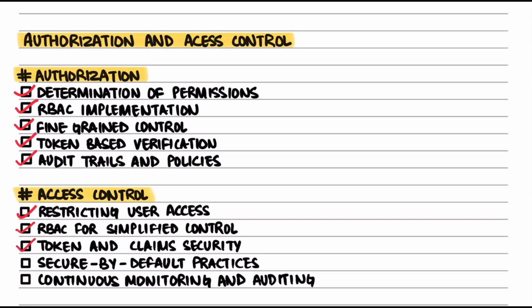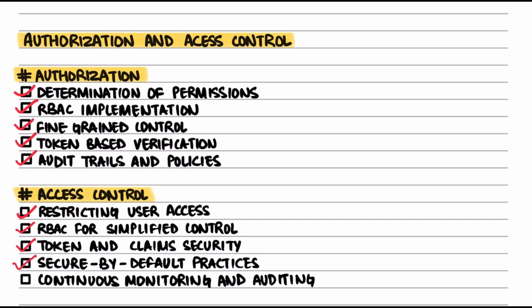Token and claims security. Token-based and claims-based authorization enhances security by encapsulating information about the user roles and attributes. This method ensures that only users with the necessary credentials can access particular resources, bolstering the overall security posture.